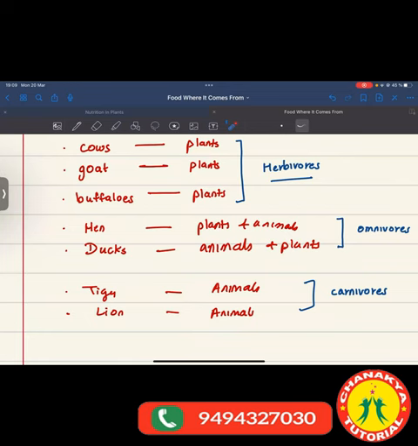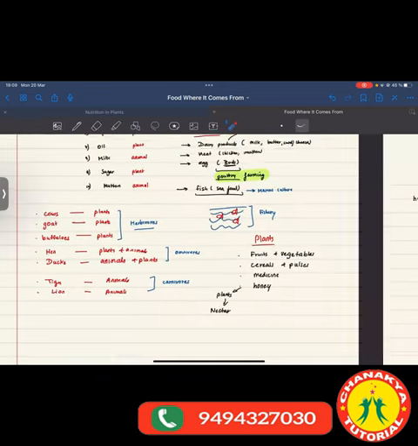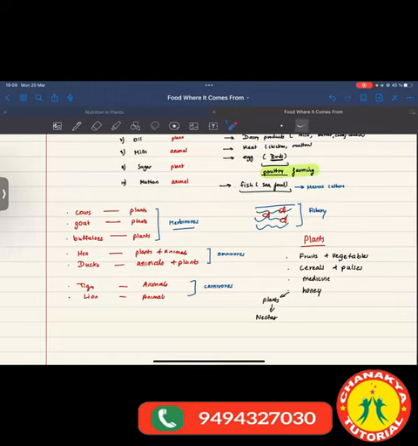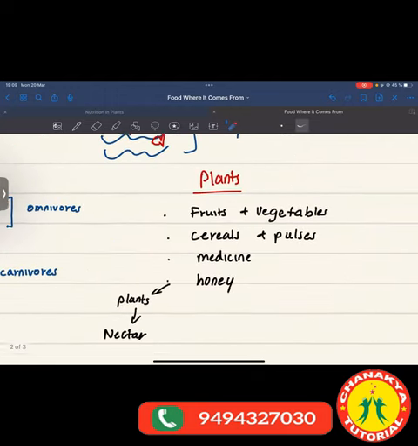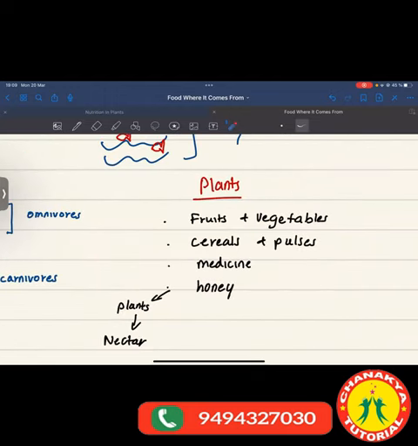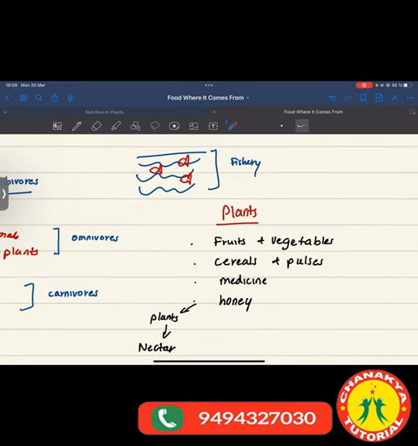All right. And what else did we see? We also saw what are the things that we're getting from the plants. We have so many things that we're getting from plants. That is only for eating purposes, I'm saying. Other than eating purposes, we get so many other things. We get wood. We get cotton from which we wear clothes. We live with the plants. We cannot survive without plants, right? So only for eating purposes, we get fruits, vegetables, cereals, pulses, medicines, honey. So these are the things that we get from the plants.